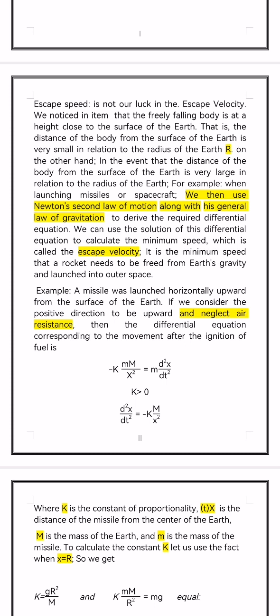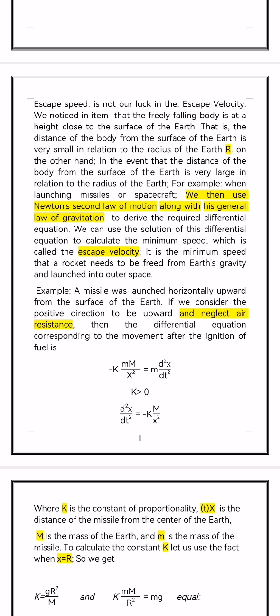We then use Newton's second law of motion along with the universal law of gravitation to derive the required differential equation. We can use the solution of the differential equation to calculate the minimum speed, which is called the escape velocity. It is the minimum speed that a rocket needs to be freed from the Earth's gravity and launched into outer space.